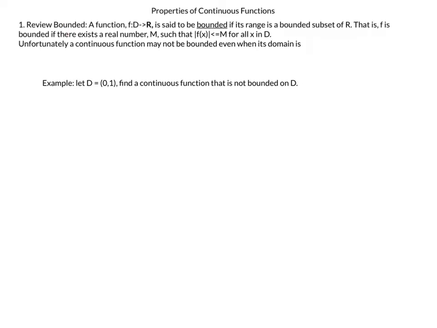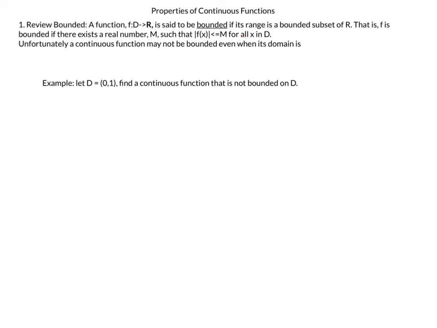A function is said to be bounded if its range is a bounded subset of R. That is, f is bounded if there exists a real number m such that the absolute value of f of x is less than or equal to m. So this tends to be the condition we use to prove that something is bounded.